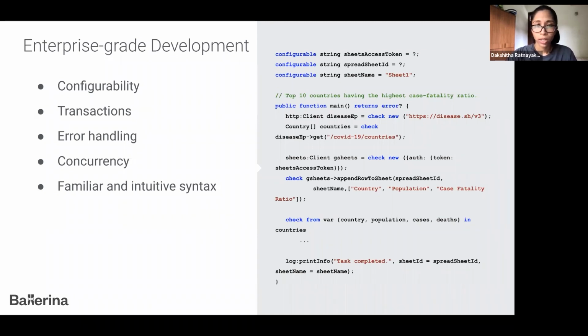When we talk about concurrency, it is a fundamental requirement in the cloud because your network operations have high latency. So using threads and strands for asynchronous communication, Ballerina provides a simpler and intuitive approach to concurrency.